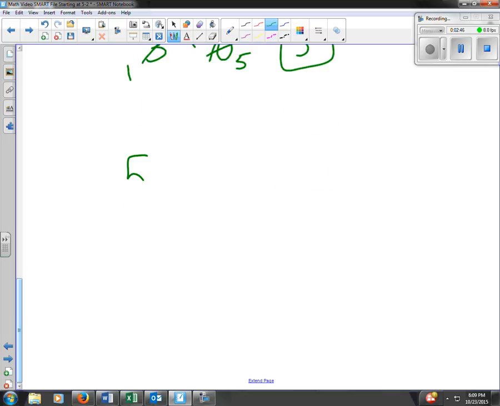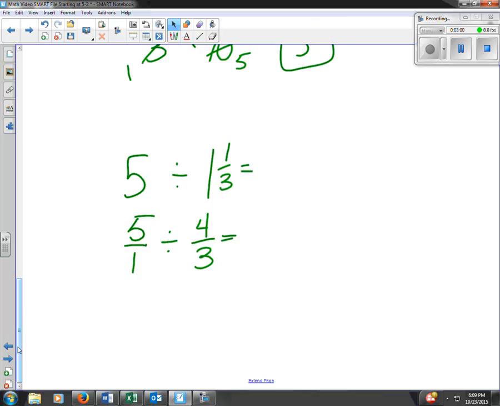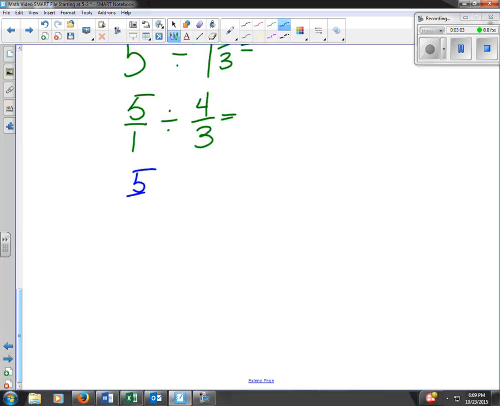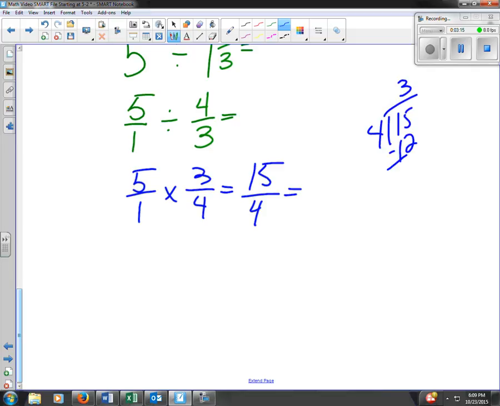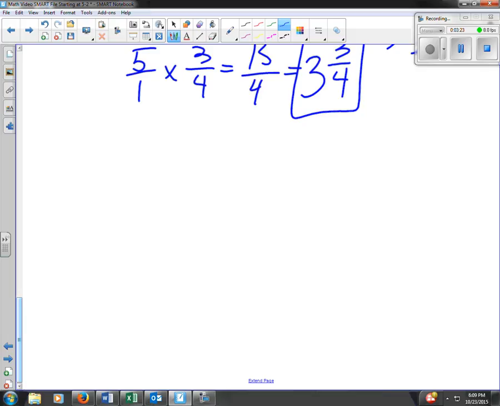Let's try another one. 5 divided by 1 and 1/3. Okay, you need to put the 5/1 divided by 1 times 3 is 3 plus 1 is 4/3. Now you keep, change, flip. 5/1 times 3/4. That gives us 15/4. And we simplify, so you do the long division on the side, and you get 3 and 3/4. Yes, I'm going fast through this because you know how to do this stuff. This is just review. So if I'm going too fast, pause the video.